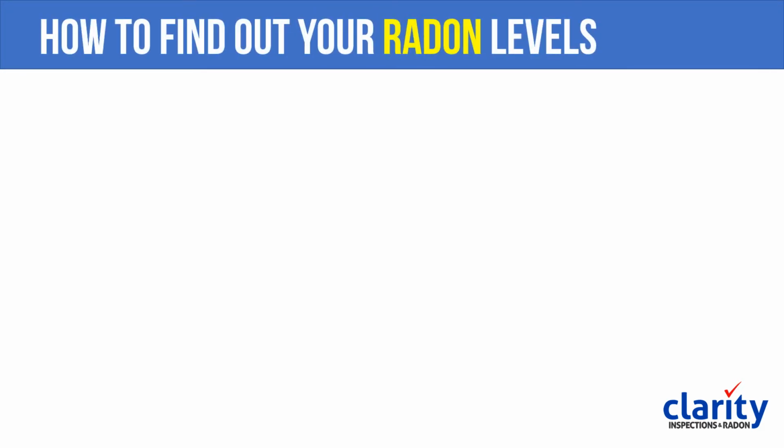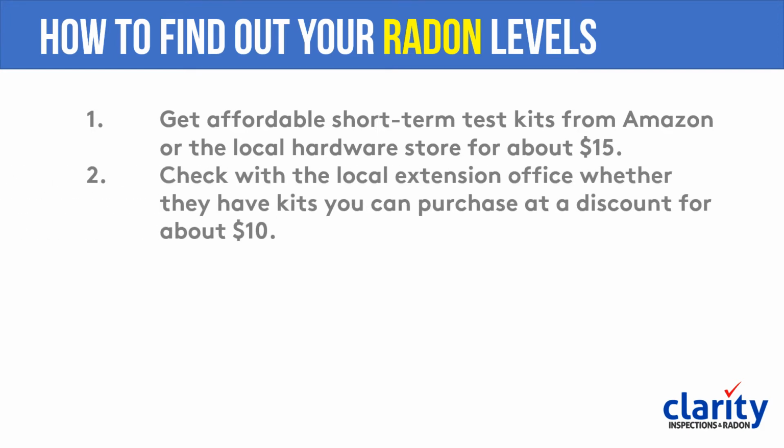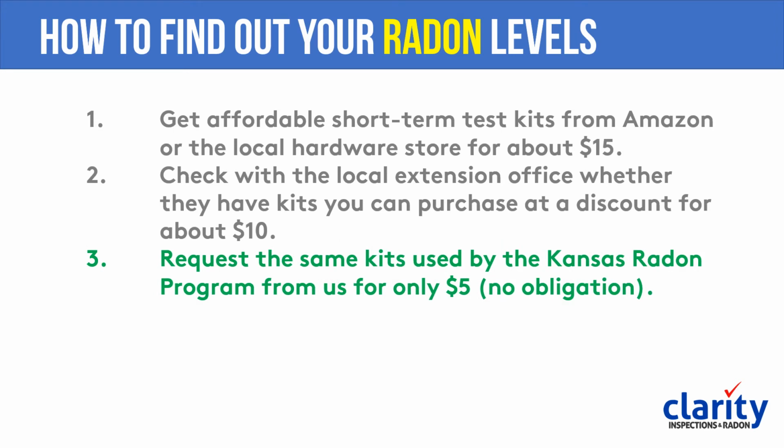And so how would you find out your radon levels? If you don't have your radon levels yet, you can get an affordable test kit from Amazon or the local hardware store for about $15. You could check with your local county extension office. They sometimes have them at a discount for around $10. You could request the same radon kit used by the Kansas Radon Program from us for only $5.